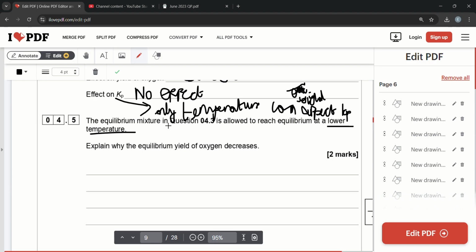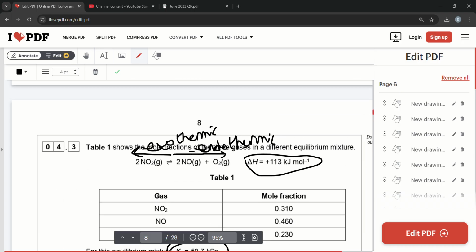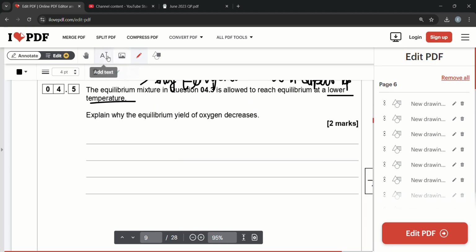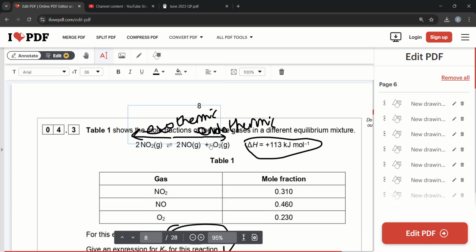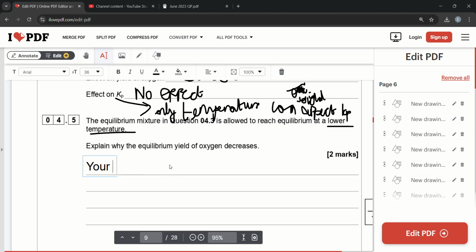And if we decrease the temperature, which side is it going to shift to? Well, if we decrease the temperature, it's going to shift to the left hand side, the exothermic side, to increase the temperature. So therefore the equilibrium yield of NO2 will increase, and the equilibrium yield of oxygen will decrease.